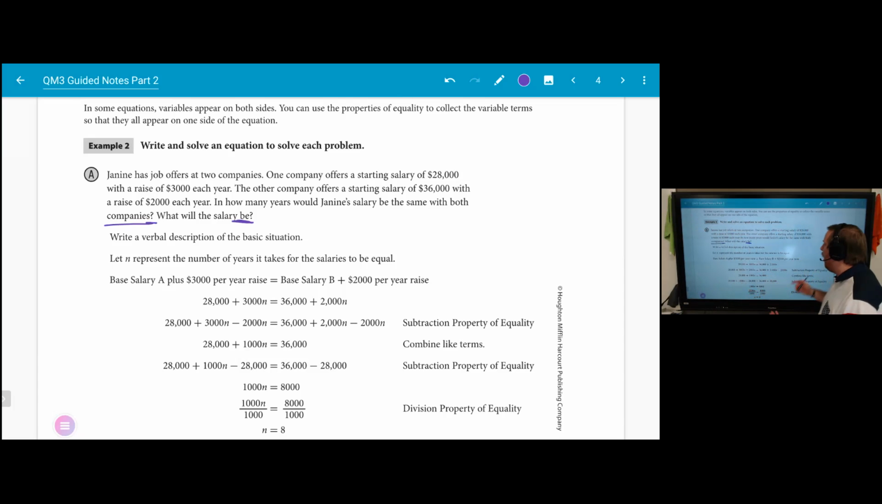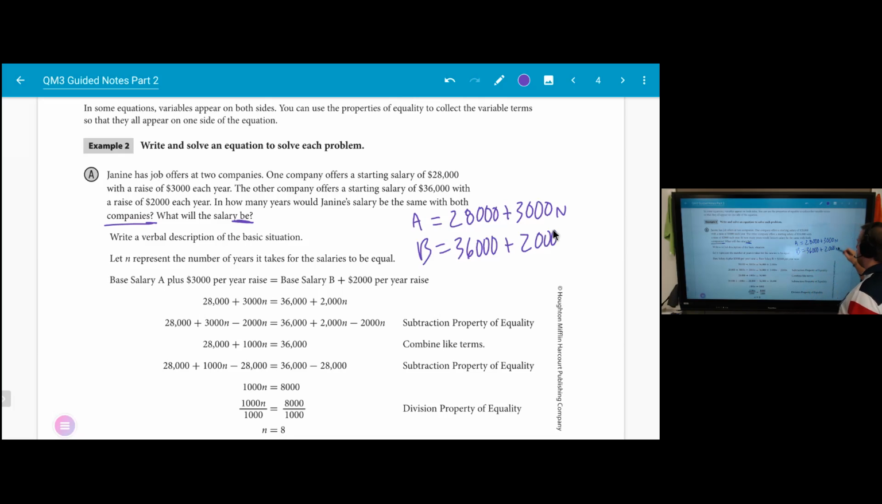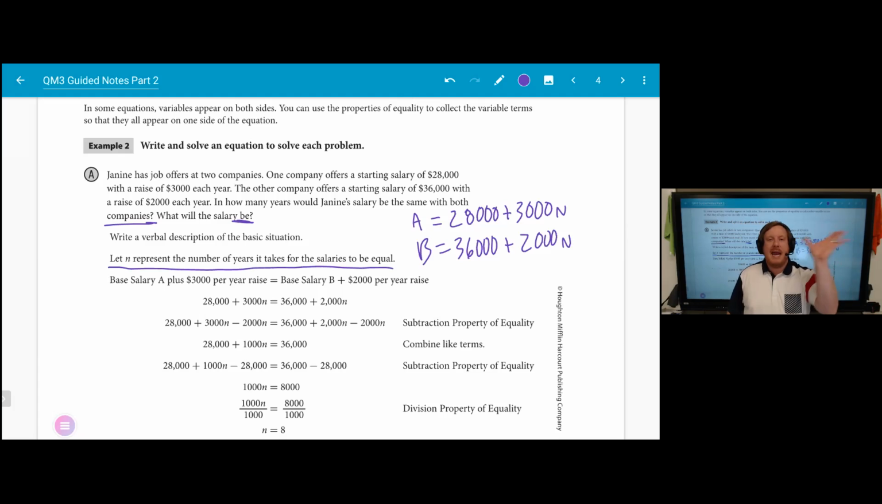What we need to know, we got company A. Company A is our first one, and this says $28,000 a year plus $3,000 per year. We're going to call years N, and that's fine. And company B says you start at $36,000, but you only add $2,000 each year. So N represents the number of years that it takes for the salaries to be equal. And so what we're saying is, when does company A salary equal company B salary?